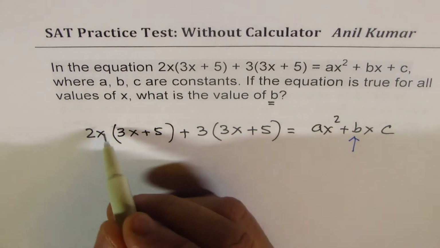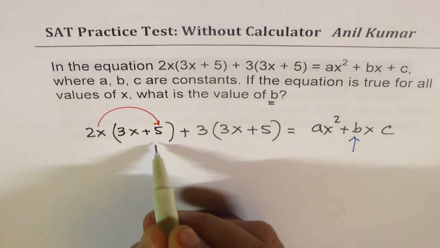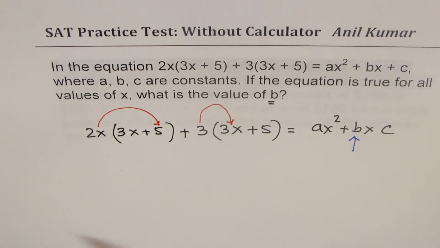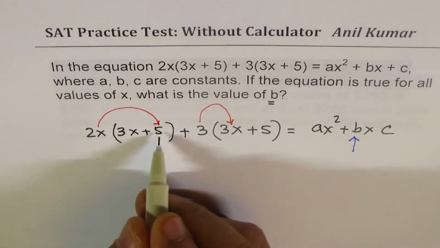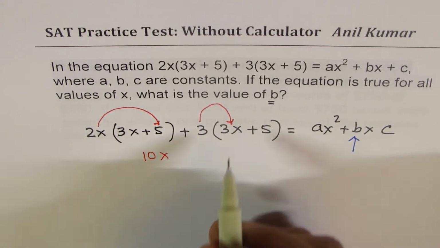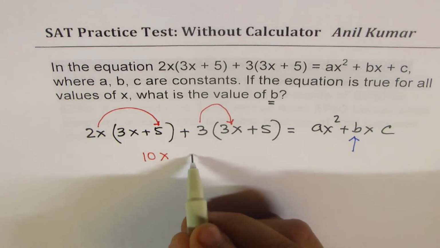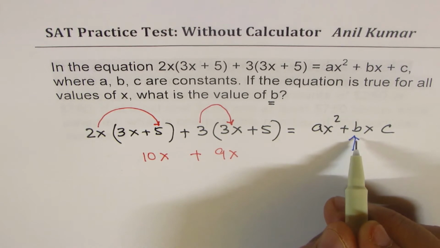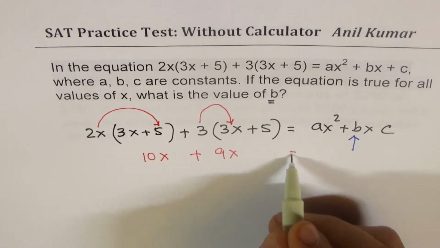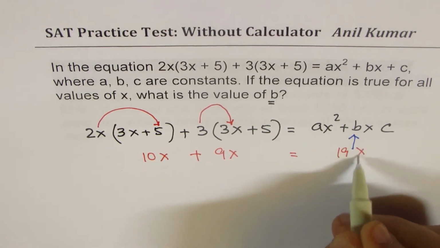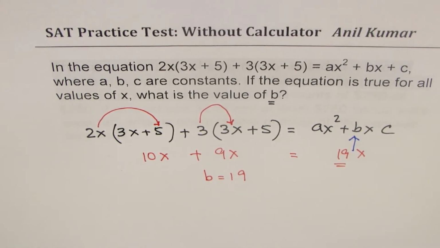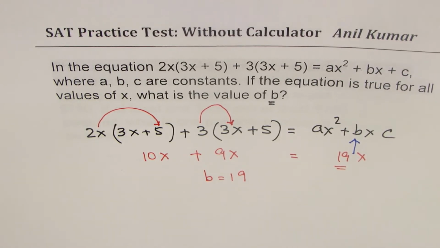And how do you get x? You get x when you multiply 2x with 5 and 3 with 3x. That is when you get x. So when you multiply 2x by 5, you get 10x here. And when you multiply 3 by 3x, you get 9x. And therefore, what should b be? b has to be 10 plus 9, which is 19, right? So we have b equals 19. You don't really have to do other multiplications, so you save some time here also.